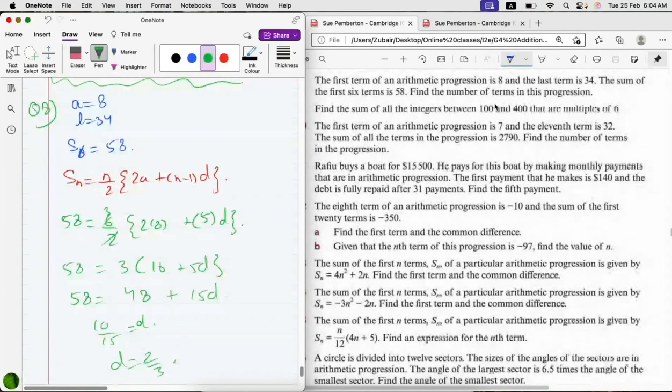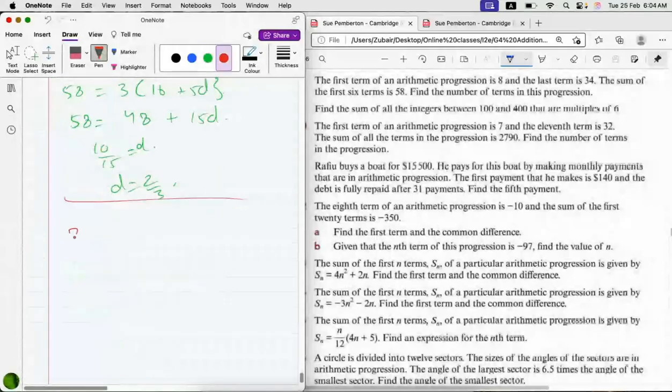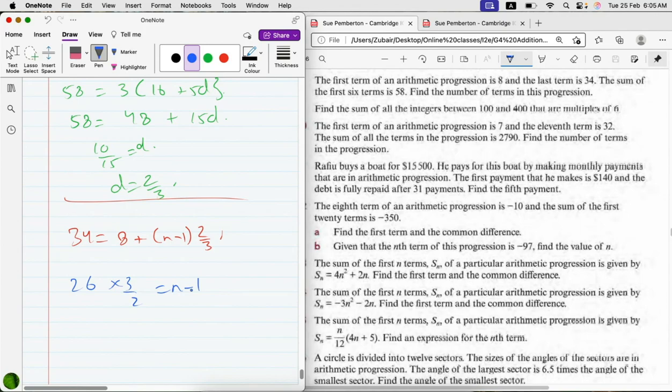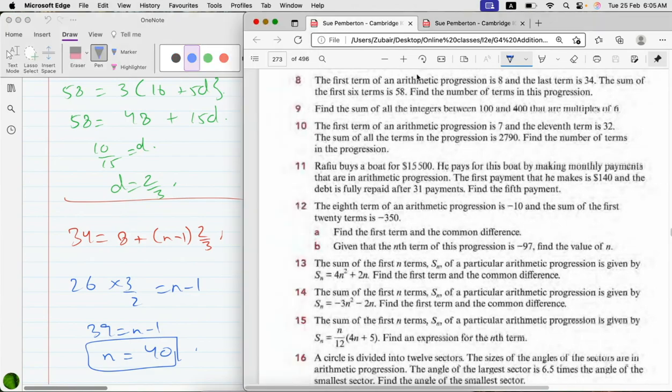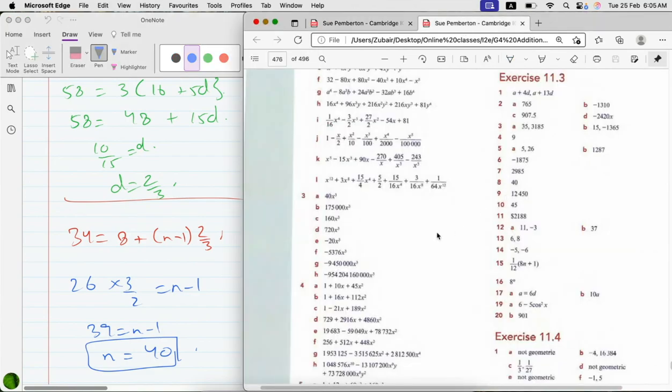Then we need to find the number of terms in the progression. Last term is given 34. 34 is equal to first term plus n minus 1 into D. 34 minus 8 is 26 into 3 by 2 is equal to n minus 1. 26 into 3 by 2 is 39. N minus 1, so n is equal to 40. This was question 8. N equals 40.